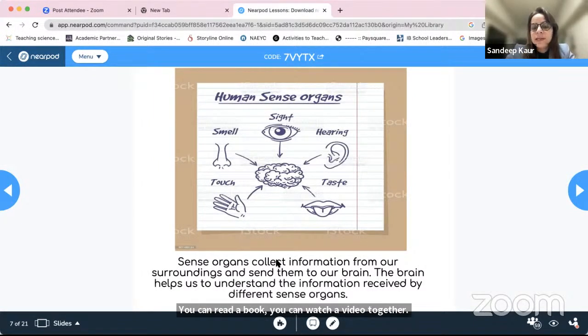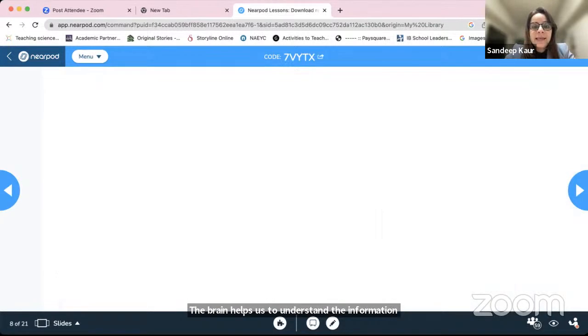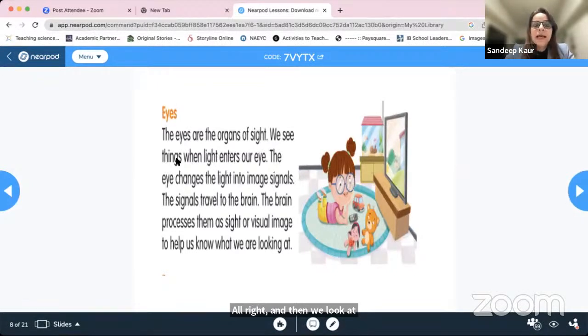So sense organs collect information from our surroundings and send them to our brain. The brain helps us to understand the information received by different sense organs. All right. And then we look at each sense organ explicitly. Eyes. The eyes are the organs of sight.